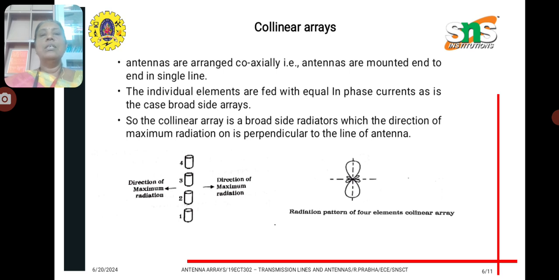And the collinear array is a broadside radiator, in which the direction of maximum radiation is perpendicular to the line of the antenna or array axis of the antenna. So its radiation pattern is also similar to the broadside array, the figure-8 shape.